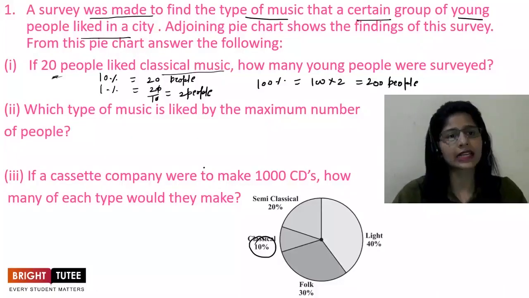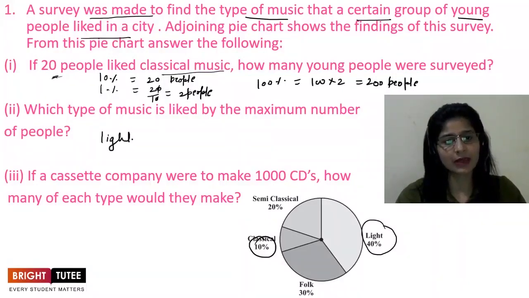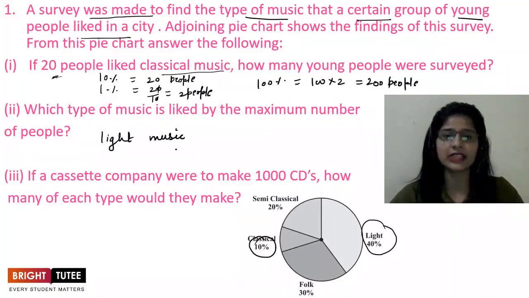Clear? Now the second part is there. Which type of music is liked by the maximum number of people? Maximum percentage we can see for this. For this it is light music. So what type of music is liked by most of the people? It is light music because the percentage given here is 40%. Right? Now let us move to the third question.